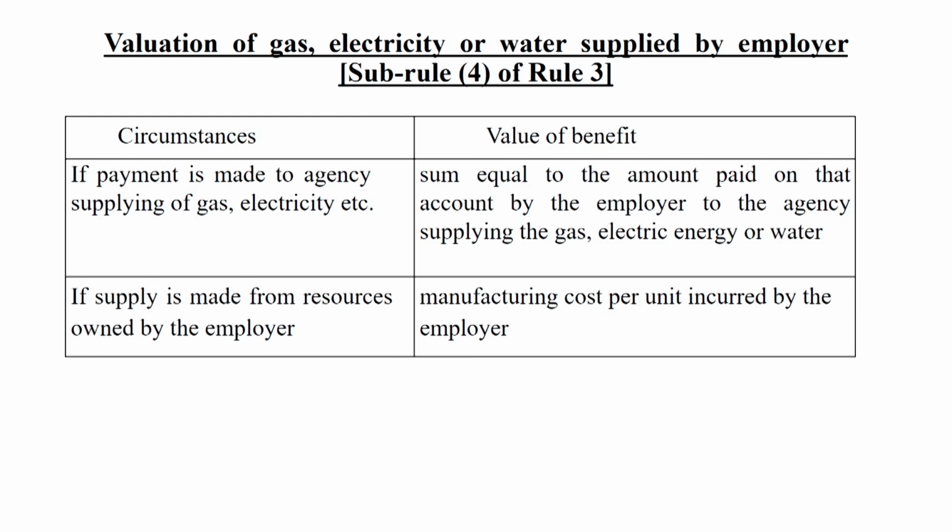If these facilities are provided by the employer to its employee on the basis of its own resources, the cost of generation or manufacturing will be treated as the value of perquisite. If any amount is charged by the employer from its employee, such charge will be deducted from the value of such facility. This is called concessional rate. Okay? Yes.